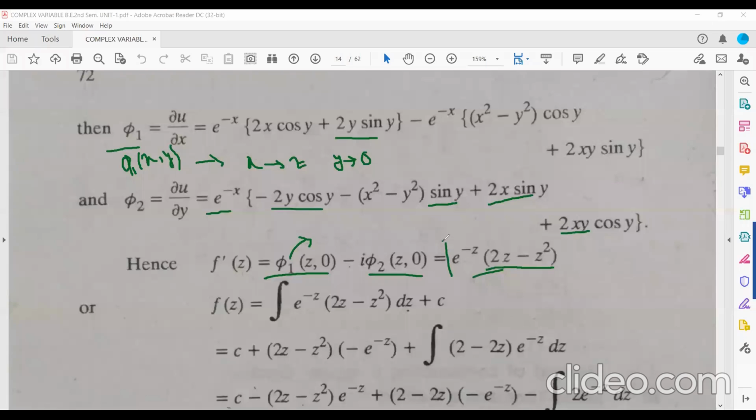So f dash z equal to what? E to the power minus z into twice z minus z square. So f dash z equal to e to the power minus z into twice z minus z square. To find f z, what you'll do? Just integrate both sides with respect to z. Here integration and differentiation will cancel out. You will get f z. And this side, integration of e to the power minus z into twice z minus z square dz plus some constant.